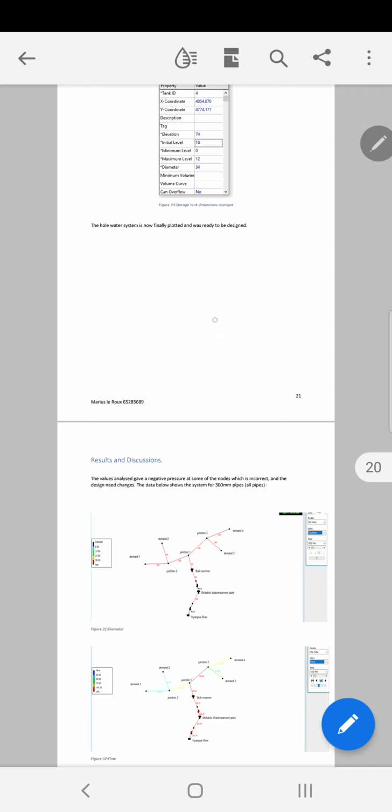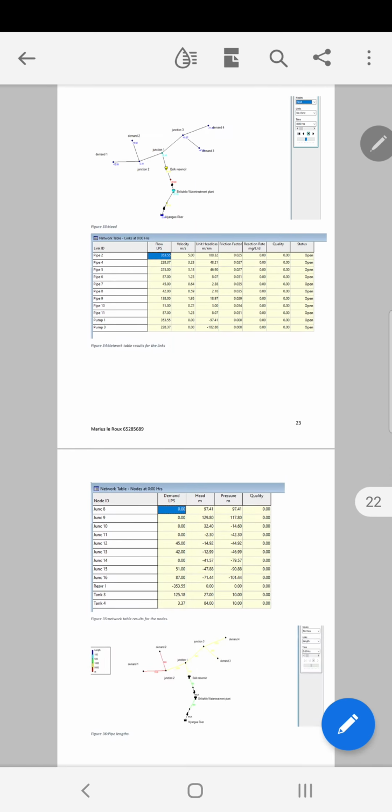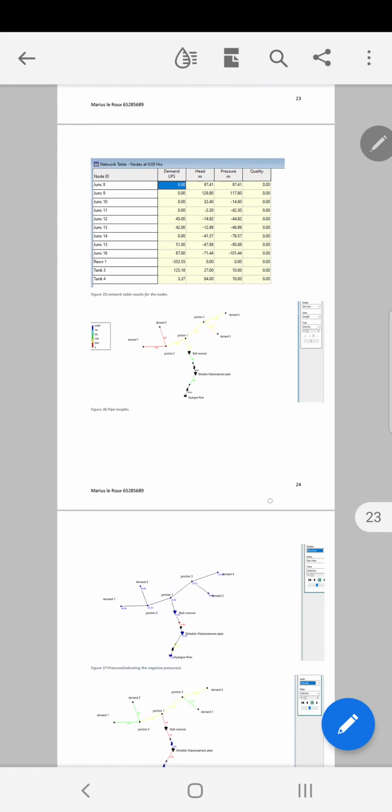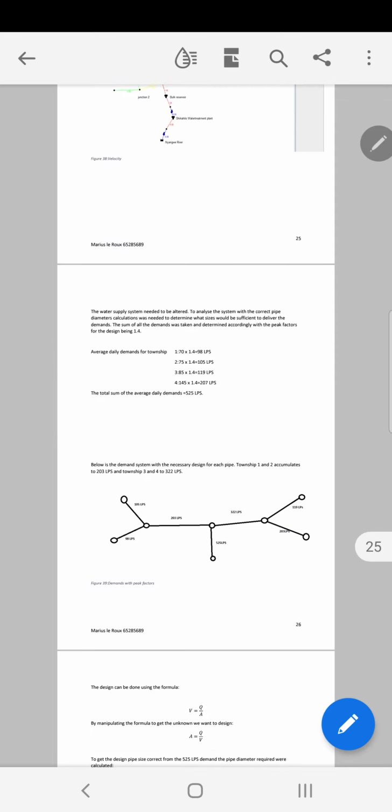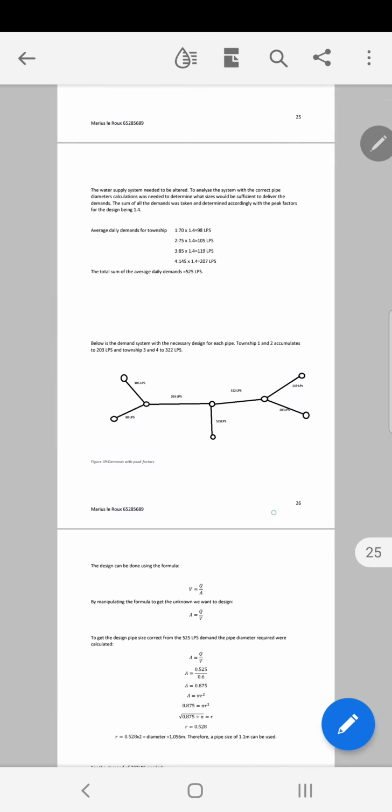However, the design was not successful and negative pressures were received. As you can see, there are negative pressures in the network table from our nodes. So calculations were needed to make sure that we have the right pipe sizes. Therefore we used chapter 2 from our WRM notes.